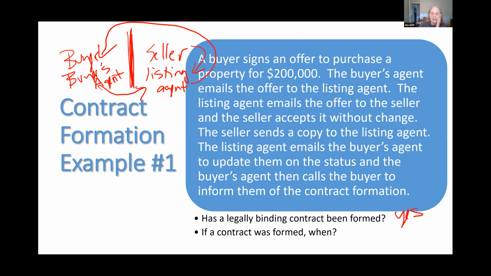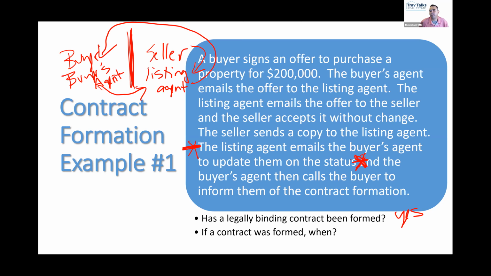When the listing agent sent the email to update the buyer's agent. That moment right there. Because that's when the communication of acceptance went from one side to the other side. Does everybody see why that's so important right there?